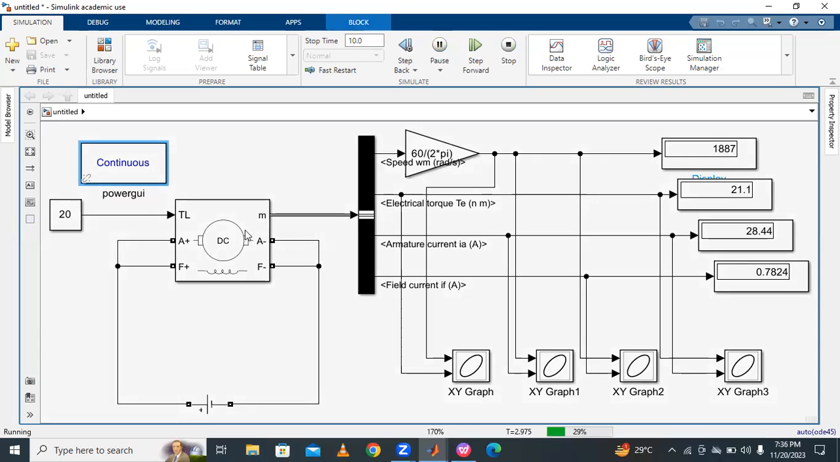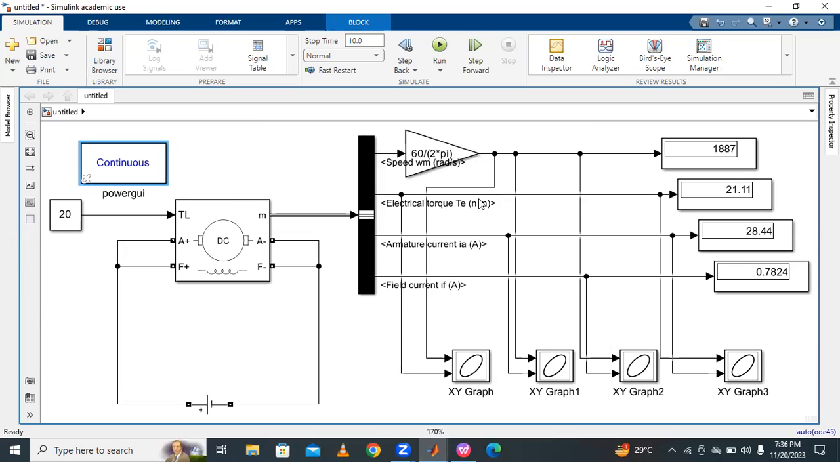For a 220 volts supply and a load torque of 20 Newton meters, the speed of this motor is 1887. 1887 is the speed of the motor. And the electrical torque is 21.11 Newton meters.